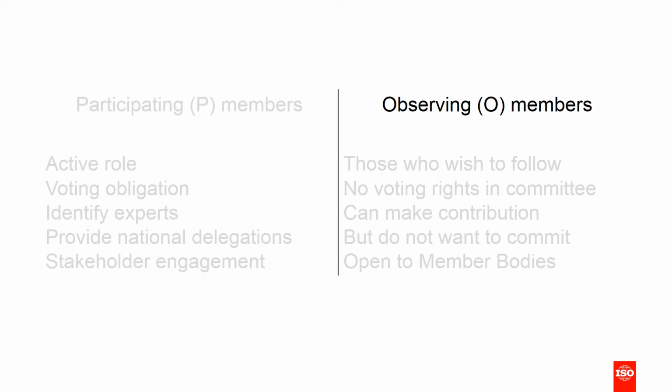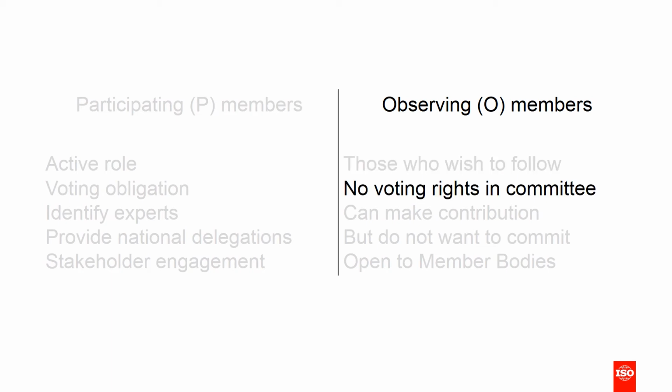Observing members are reserved for full members or corresponding members at ISO, so they could choose to be O members, but it's only the full members that are allowed to become P members. So a corresponding member could only be an O member to technical committees. These are members that wish to follow the work, but without committing too many resources. So naturally, they have less rights. They have no voting rights.